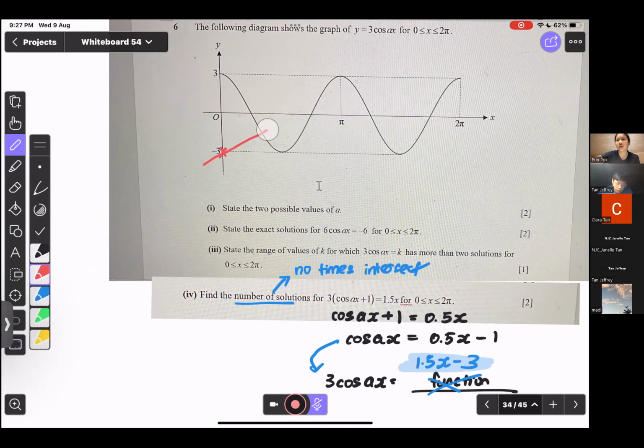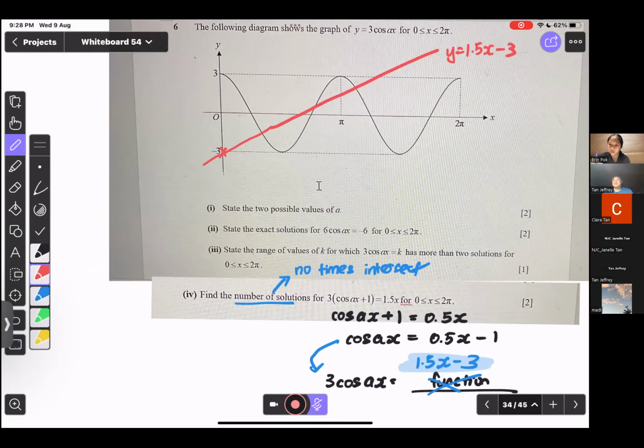Mr. Tan, why don't you expand the equation? What do you mean by expand, like 3 multiplied by cos ax and 3 multiplied by 1? You mean 3 cos ax plus 3? Yeah, that's okay as well. No issue. It's just that when I did it, I didn't have the foresight. But in hindsight, I would have just done what you said.